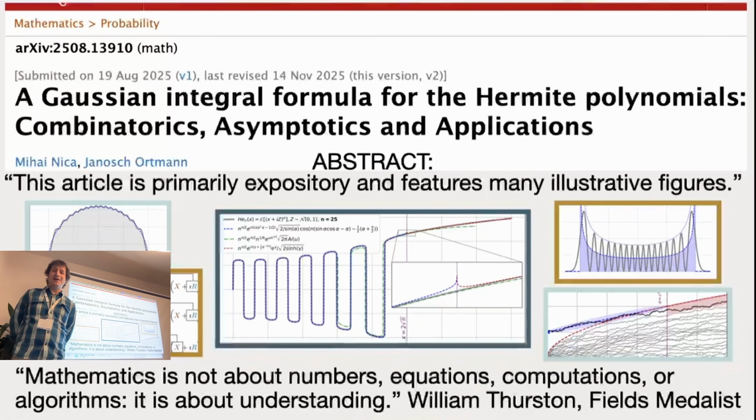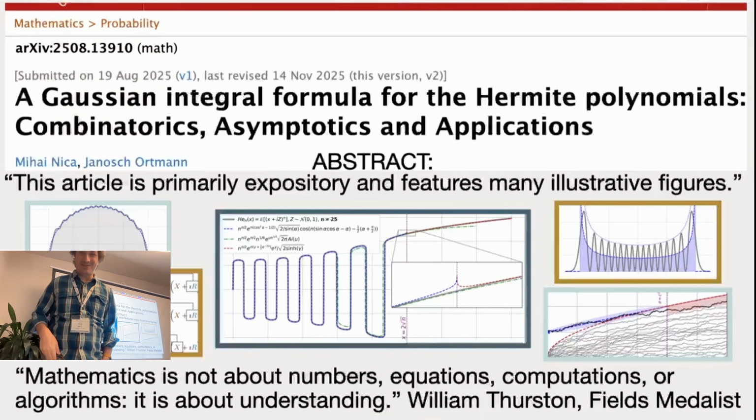This is a quote from William Thurston that I really like. Mathematics is not about numbers, equations, computations, or algorithms. It is about understanding. And so, the Hermite polynomials are a super old topic. But I feel like I've understood them in a way that I want to share with everybody. So that's why we're doing this.